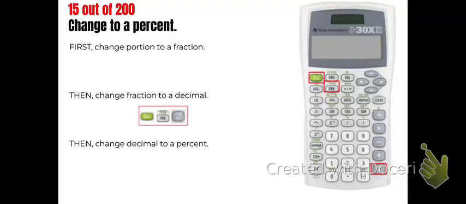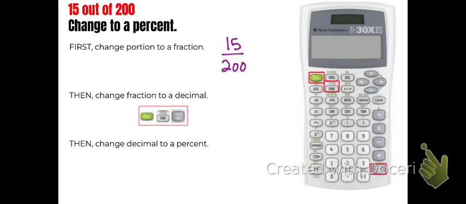15 out of 200. We're asked to change this to a percent. So first, what we need to do is represent this as a fraction. 15 out of 200 is the same as 15 200ths. Now that we have a fraction, we can change it to a decimal, and then from a decimal we can change it to a percent.